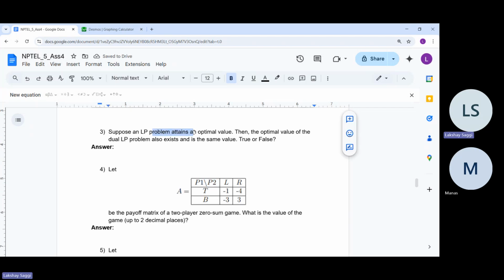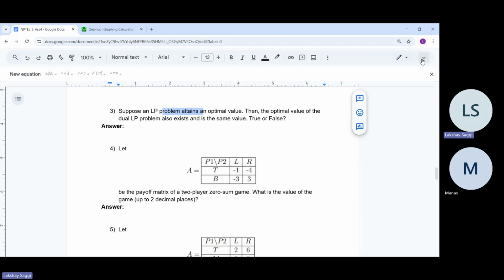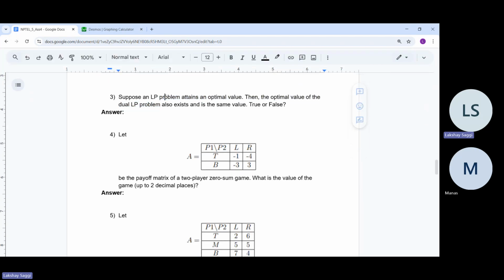The third question is again a very straightforward question. It's just a revision of what has been discussed in the lectures. So suppose an LP problem attains an optimal value, then the optimal value of the dual LP also exists and is the same value. Is this statement true or false? So would you like to answer this question, Manas? Is this true or false? The problem 3.